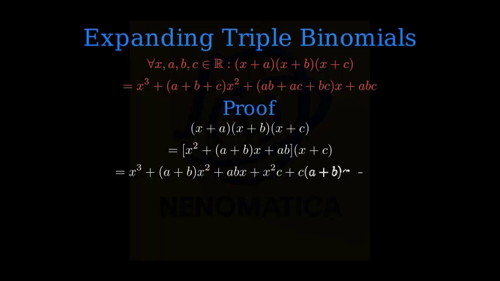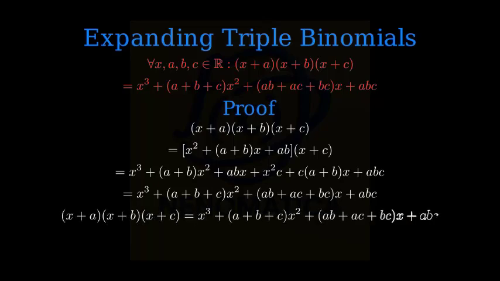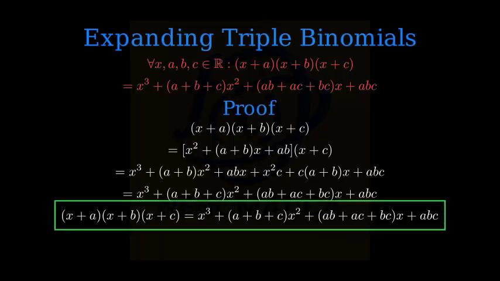Next, we multiply this result by the third term, x+c. We'll distribute the multiplication across all terms in our first result. Now, we need to combine like terms. Let's group all the terms with x cubed, then x squared, then x, and finally the constant term. And there we have our result. We've expanded the triple binomial product into a polynomial with four terms: x cubed, a term with x squared, a term with x, and a constant term.